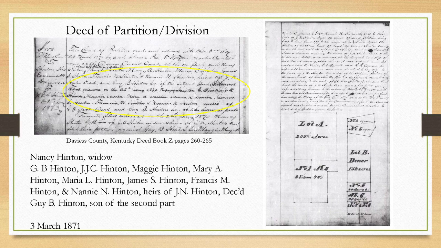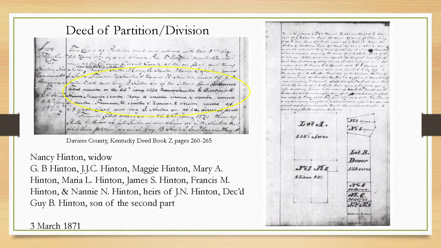So, this is a deed of partition and division. It's also a commissioner's deed, because an outside party, the commissioners, had to step in to divide the land. This is dividing up the land for J.N. Hinton. It's dated 1861, but Hinton actually died in 1864. He was part of the Daviess County Home Guard and got into a skirmish with some Confederate guerrillas and was killed. But as you can see, they're not doing this until 7 years later.